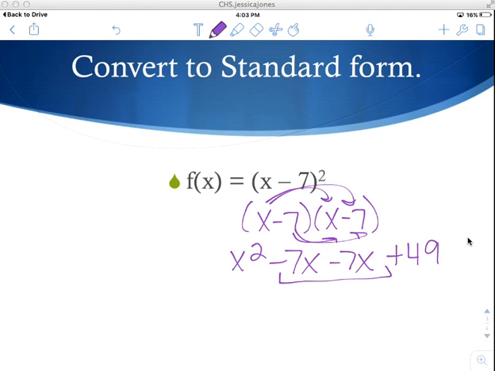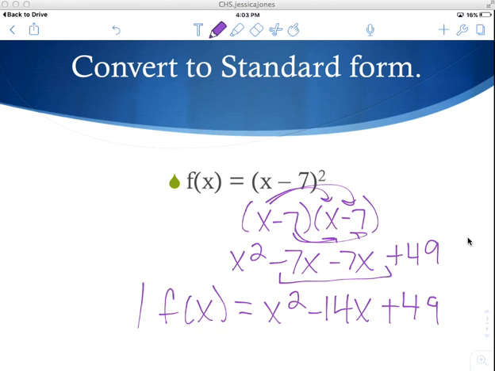The negative 7x and the negative 7x are like terms. So the standard form for this function is x squared minus 14x plus 49. We started with vertex form. We ended with standard form.